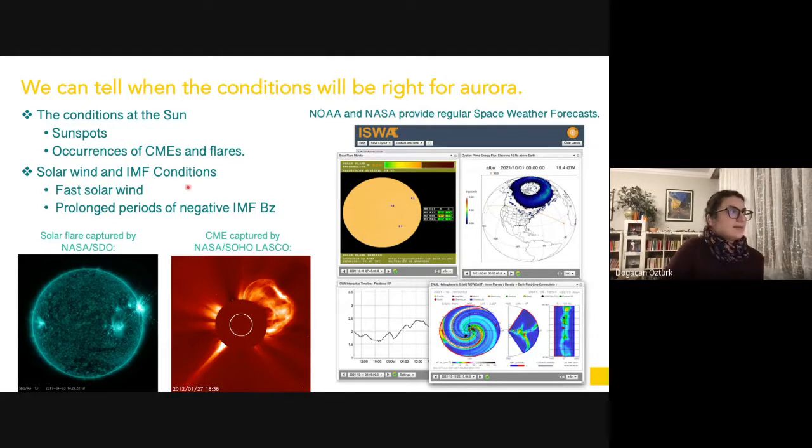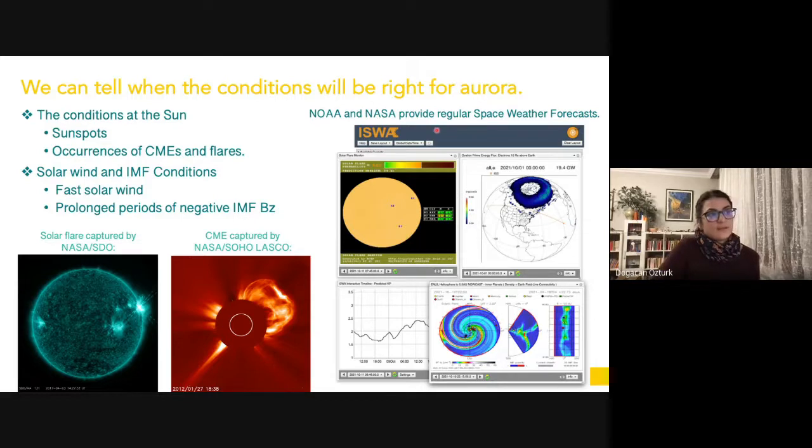And again, the solar wind and IMF, interplanetary magnetic field, conditions could also indicate whether we will have geomagnetic storms or substorms, based on whether the solar wind is flowing fast, which means that the dynamic pressure of the solar wind will increase and cause magnetospheric compression, or prolonged periods of negative Z component of the interplanetary magnetic field, which means that the dayside magnetic flux will be eroded and loaded to the magnetotail, which will most likely create geomagnetic substorms.